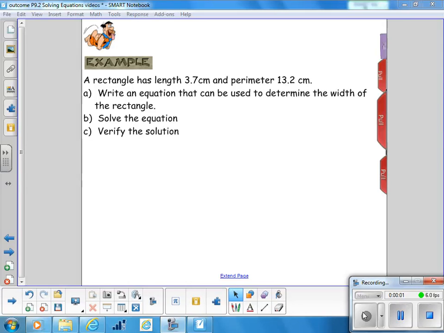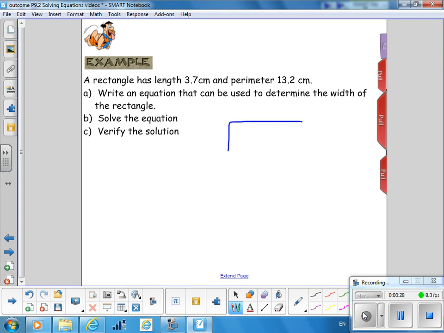In this lesson, we are going to look at taking a word problem and writing a linear equation from it, and then solving that linear equation. So what we know is a rectangle has a length of 3.7 centimeters and a perimeter of 13.2 centimeters. We want to write an equation so that we can determine the width of the rectangle. We want to solve and we want to verify.